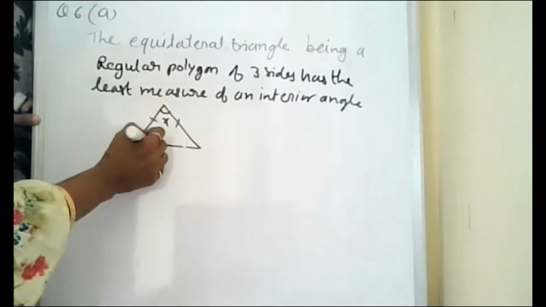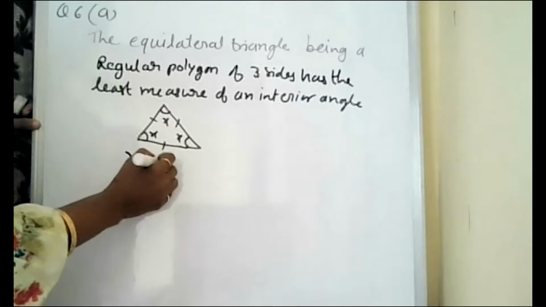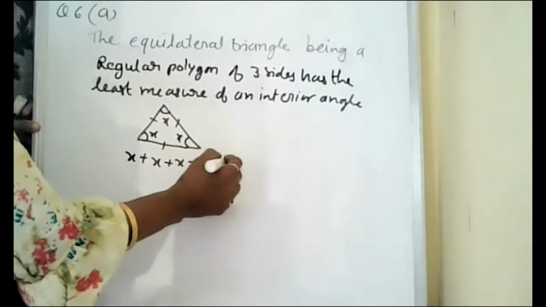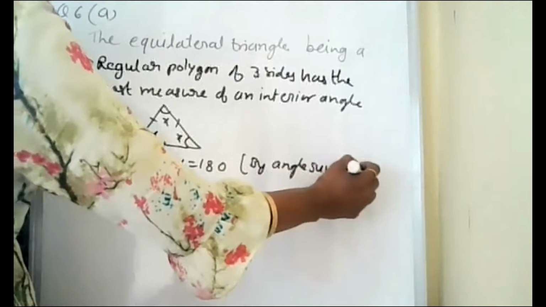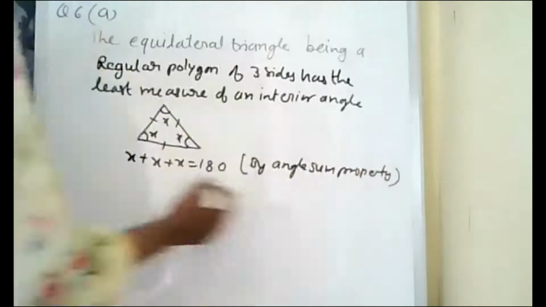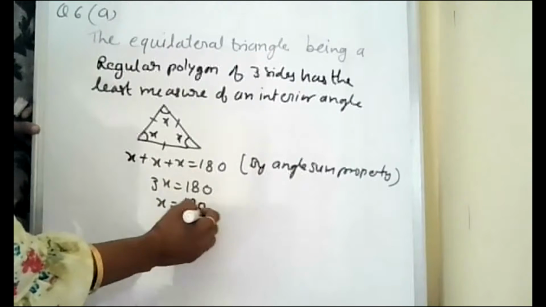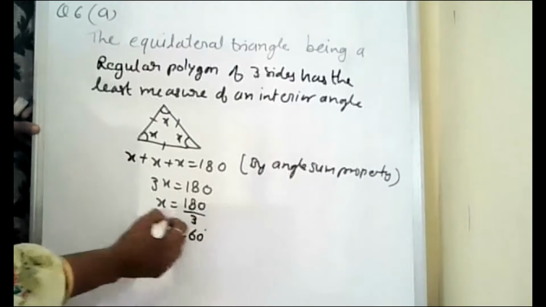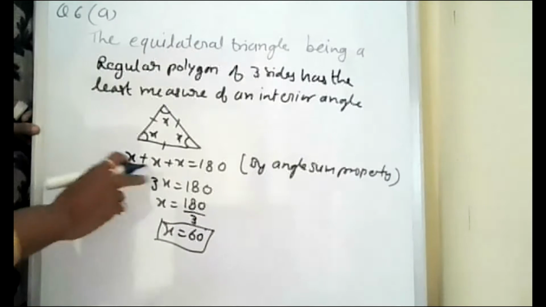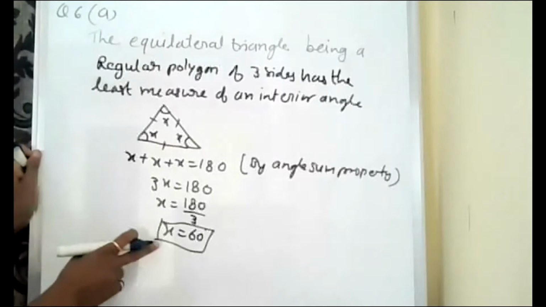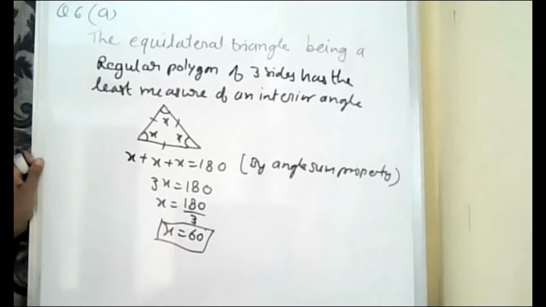What is the measure of each angle? By the angle sum property, x plus x plus x is equal to 180. So 3x is equal to 180, so x is equal to 180 divided by 3, so x is equal to 60 degrees. So this is the answer. The minimum measure of an interior angle in a regular polygon is 60 degrees.